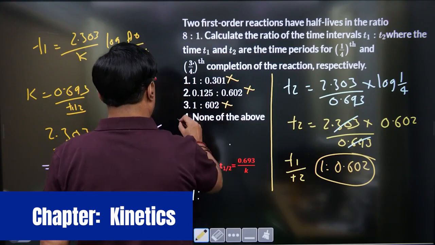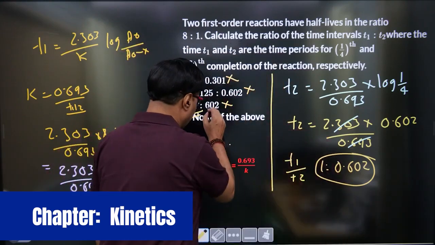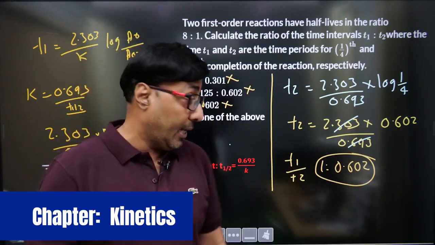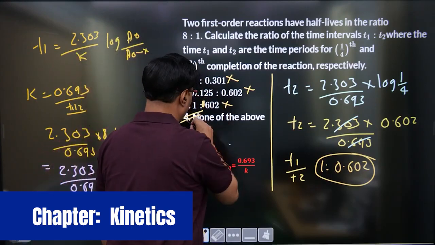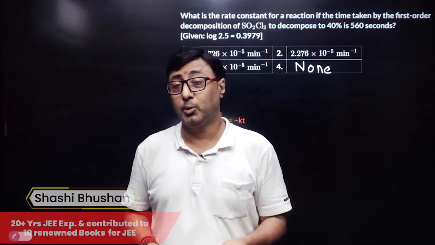So this is incorrect. So the last answer, the fourth, is the correct statement. You should be careful that there is no 0 before this. To make it correct, I need to put the 0 before this. So the fourth option, none of the above, is the right answer. This one is a formula putting problem and simple calculations.